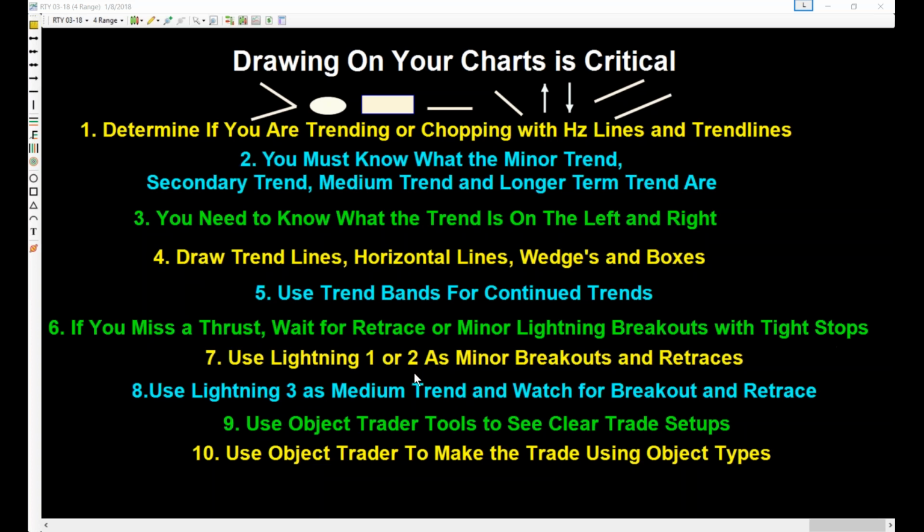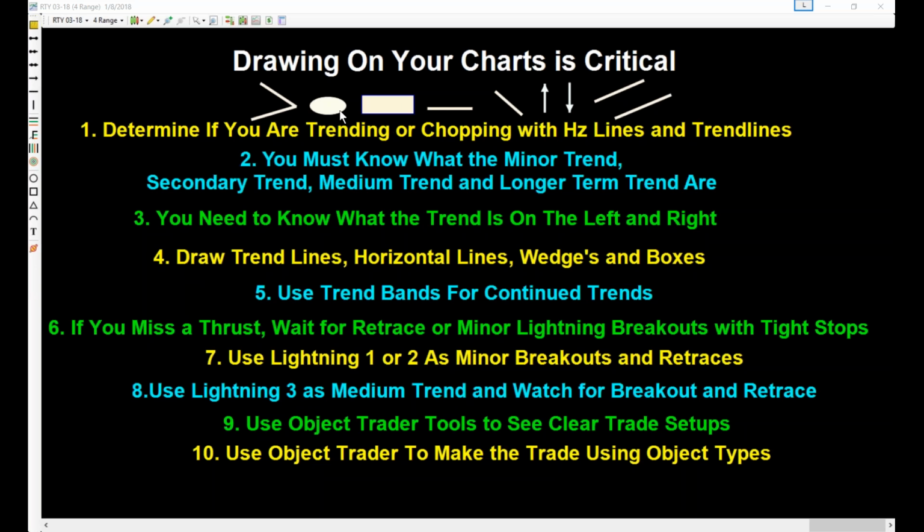Okay? Use Lightning 1 or 2 as minor breakouts and retraces. Use Lightning 3 as medium trend and watch for breakout and retrace, and then use our Object Trader tools to see clear trade setups, and use Object Trader itself to make the trade using our object types. Okay? Now, we're going to go over each and every one of these in the webinar tonight, but matter of fact, just get in the habit of almost memorizing this right here.